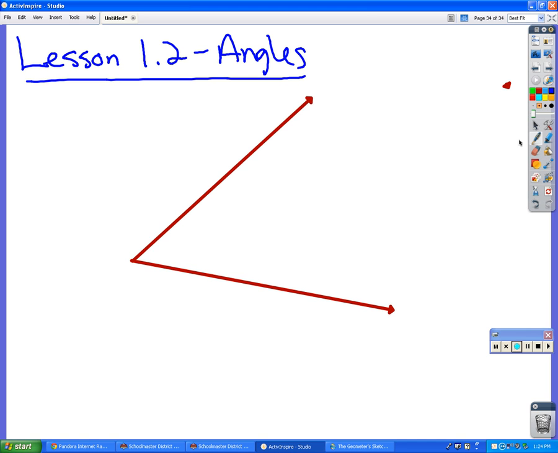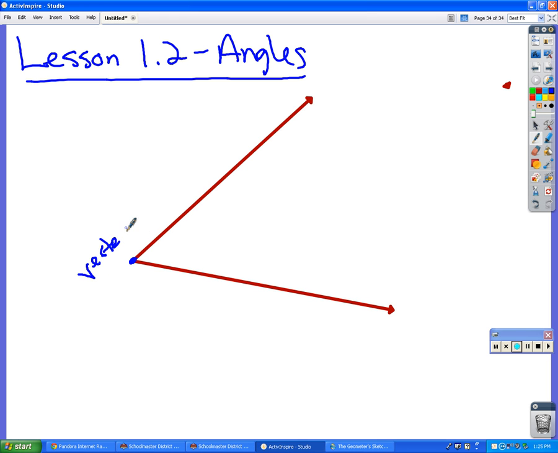Oh, we're being recorded. Okay, so you should have an angle that looks something like that on your paper. Hopefully you used the ruler to draw it. Then we're going to learn how to use a protractor to measure that angle in degrees. The first thing we need to do is make sure that we know the one most important point on an angle, and that is what? The vertex. And that is this point right here.